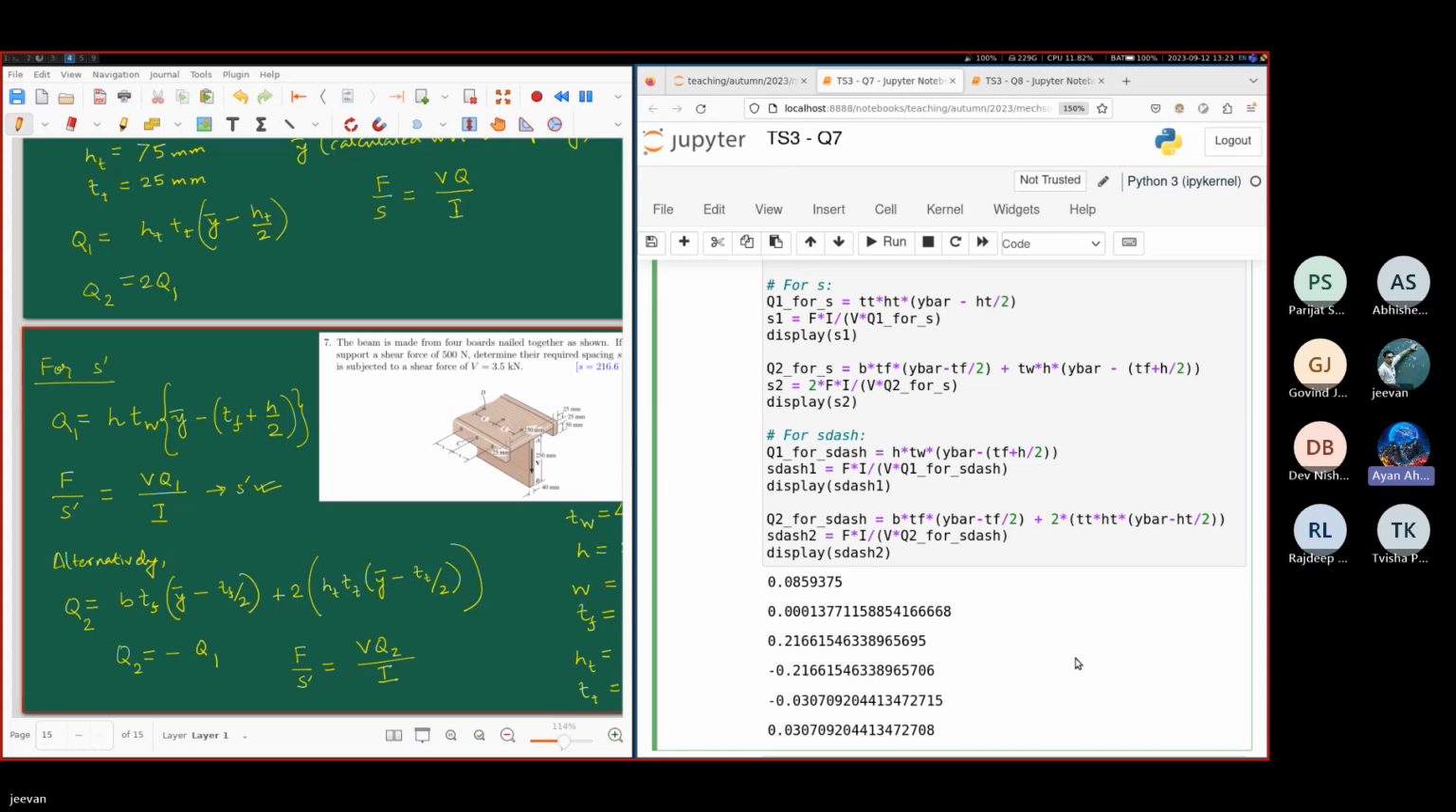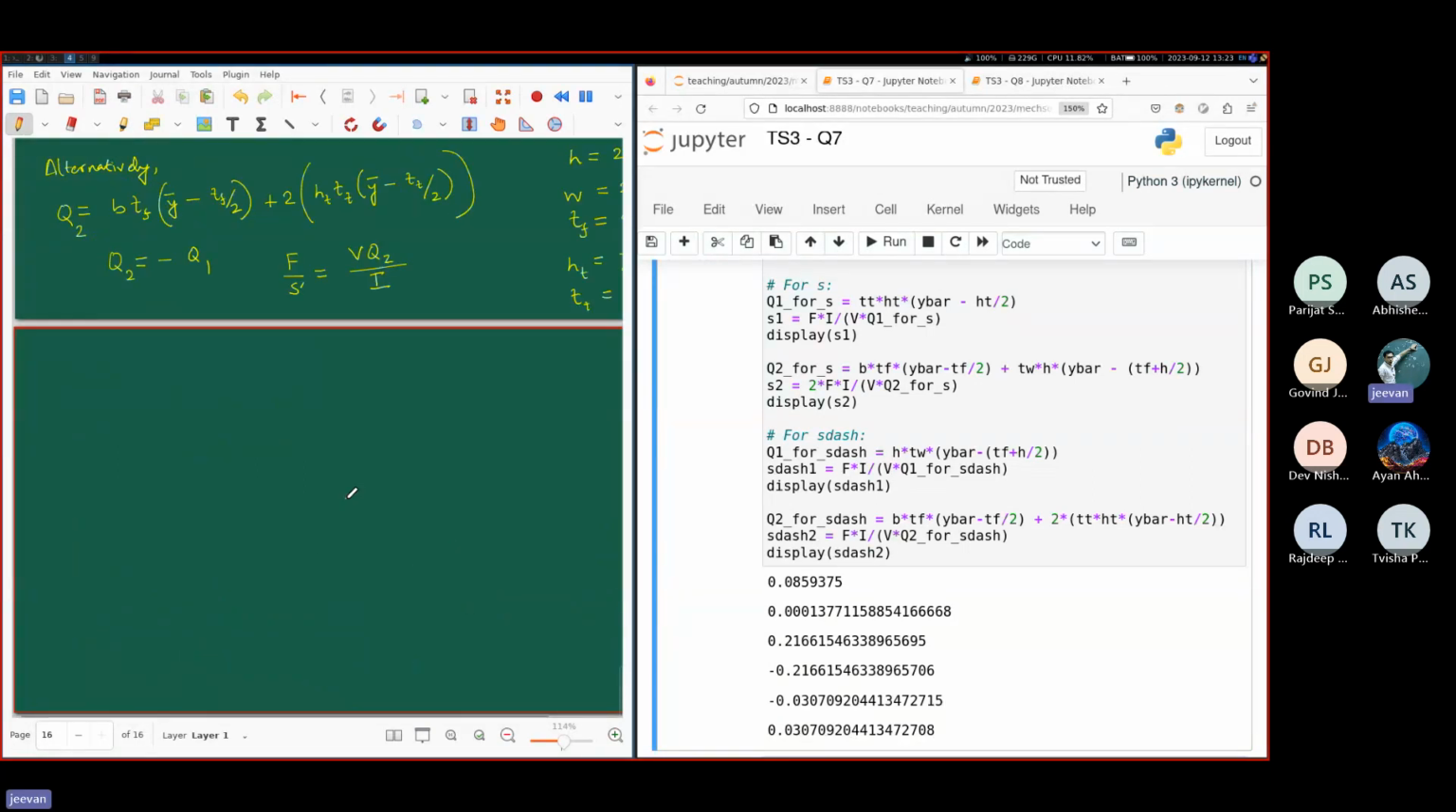Sir, can you please once again explain why did we do the two blocks for S dash? Why did we take the two corner blocks for the S dash? Right. So see, our cross section is like this.